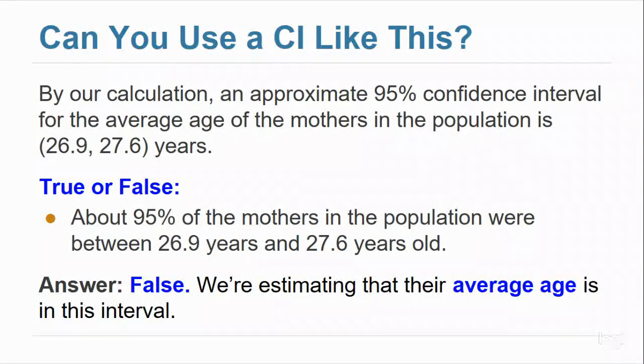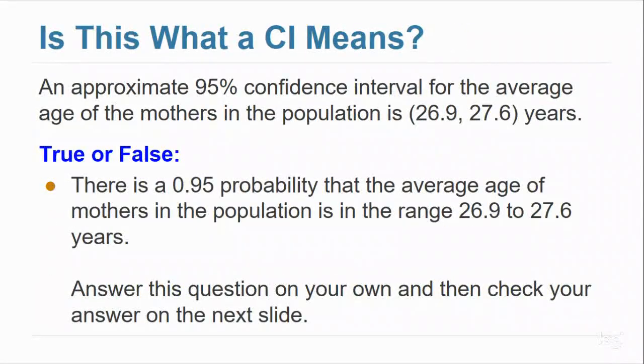This is false. We're estimating that their average age is in this interval, not that 95% of the mothers are in this interval. Let's try another one. Is this what a confidence interval means? An approximate 95% confidence interval for the average age of the mothers in the population is 26.9 to 27.6 years. Accept that as a given.